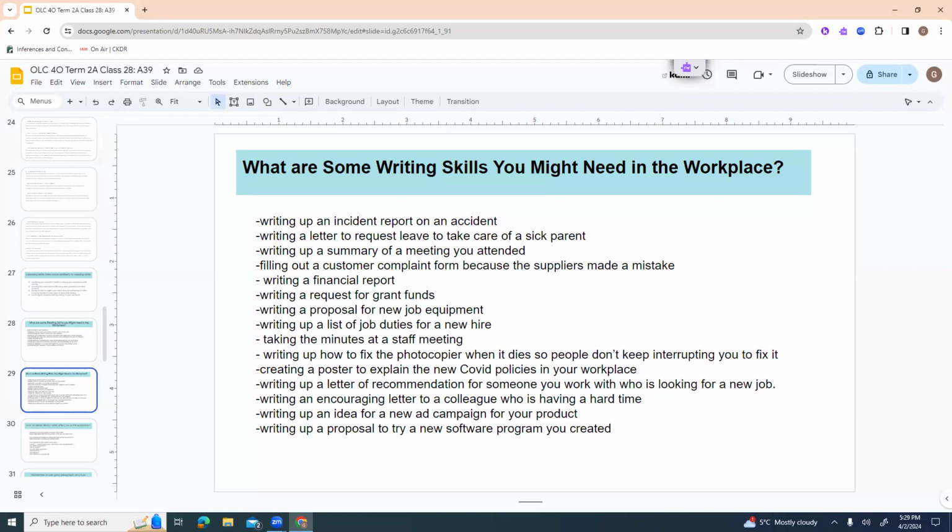Creating a poster to explain the new COVID policies in your workplace. Writing up a letter of recommendation for someone you work with who's looking for a new job, writing an encouraging note or a letter to a colleague who's having a hard time, things like bereavement letters or sick leave letters, right? Write up an idea for a new ad campaign for a product, writing up a proposal to try a new software program you've created. There are all sorts of writing skills that are needed in a workplace, even if writing isn't the primary job you're doing.